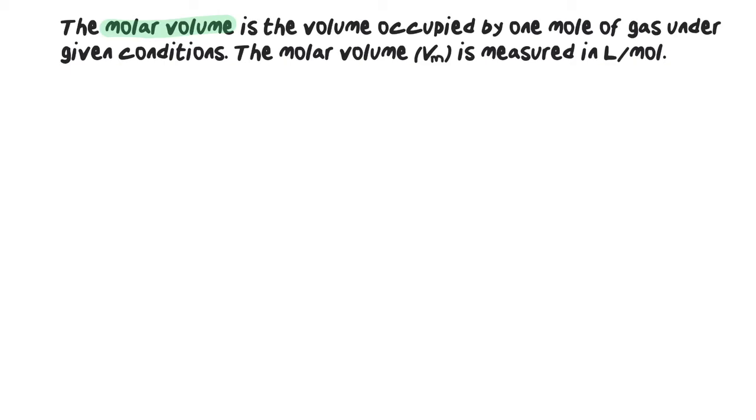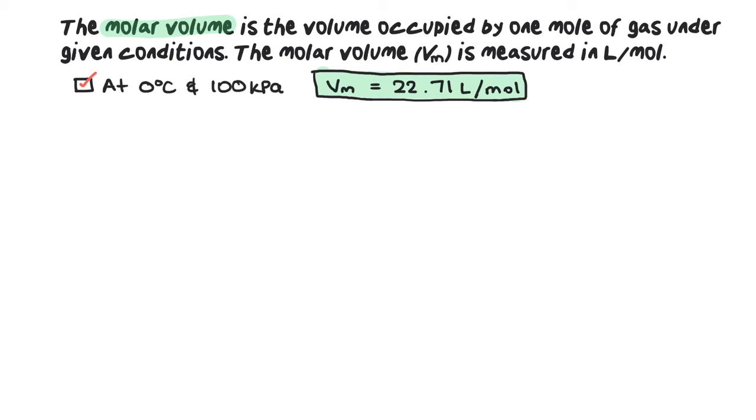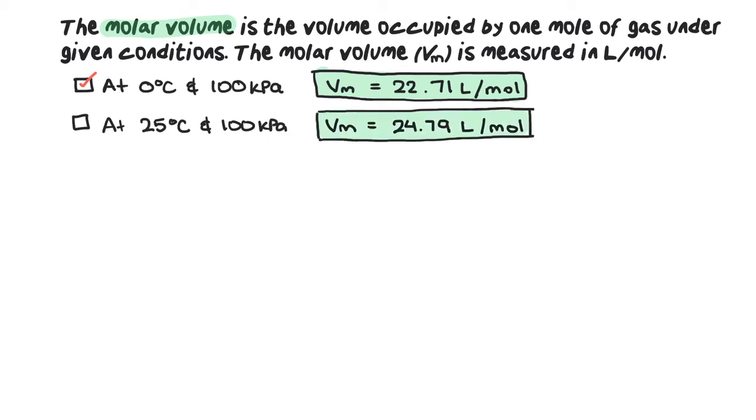So what we know is that at 0 degrees Celsius and 100 kPa, the molar volume is 22.71 liters per mole. That is, 1 mole of any gas at these conditions will have a volume of 22.71 liters. Hence its units are liters per mole. Similarly, at 25 degrees Celsius and 100 kPa, the molar volume is 24.79 liters per mole. Let's apply it to an example.